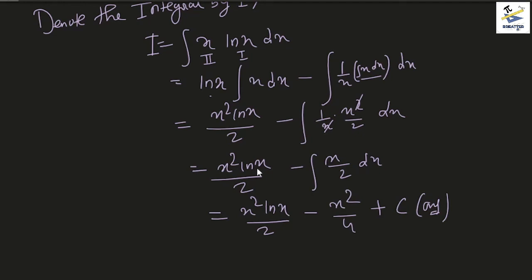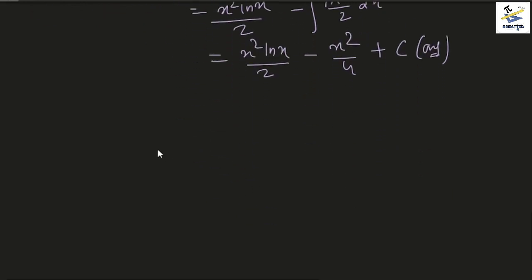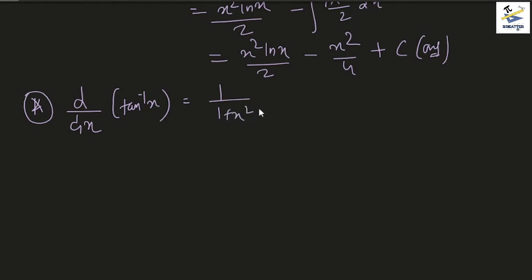So let us try to find out some more problems. For the next problem, what we do need is this: d/dx of tan inverse x equals 1 by 1 plus x square. We are going to prove it, but first understand that since the derivative of tan inverse x is 1 by 1 plus x square, this also means that the integration of 1 by 1 plus x square equals tan inverse x plus c. Okay, and how do we prove it?